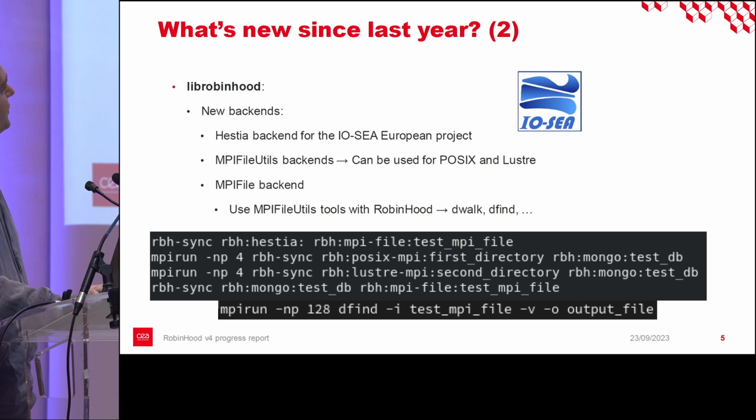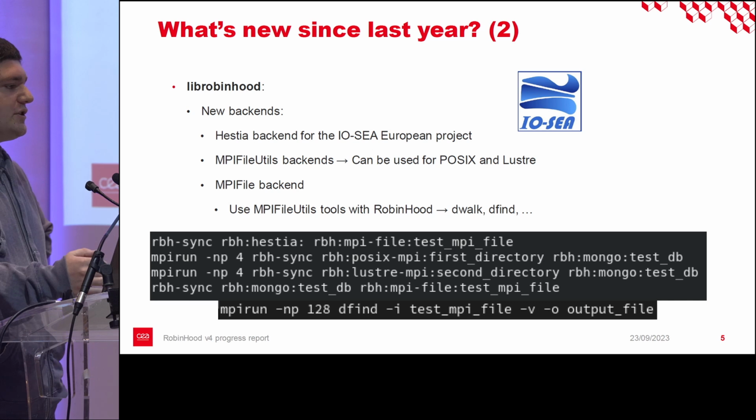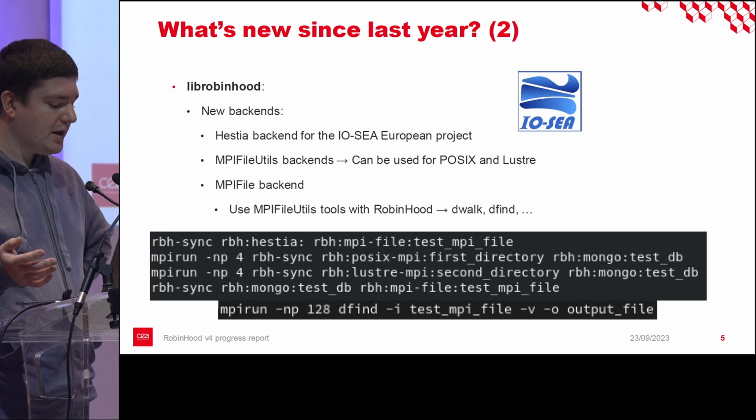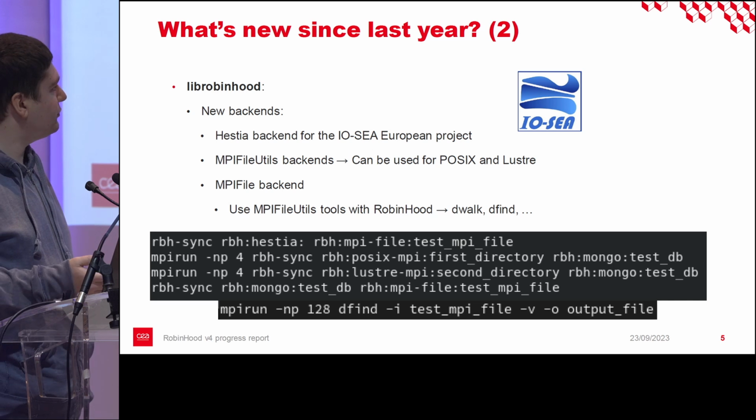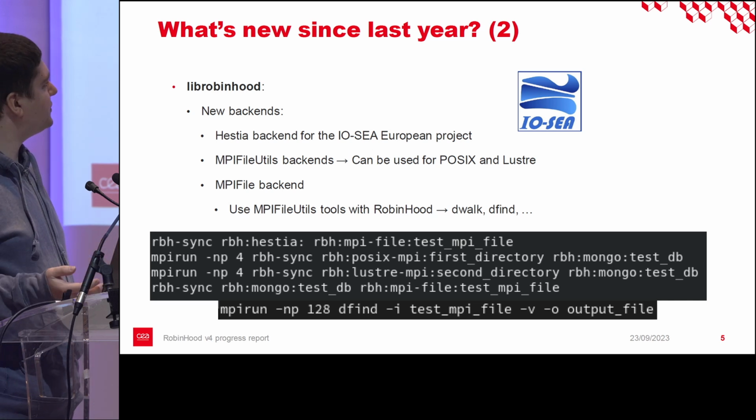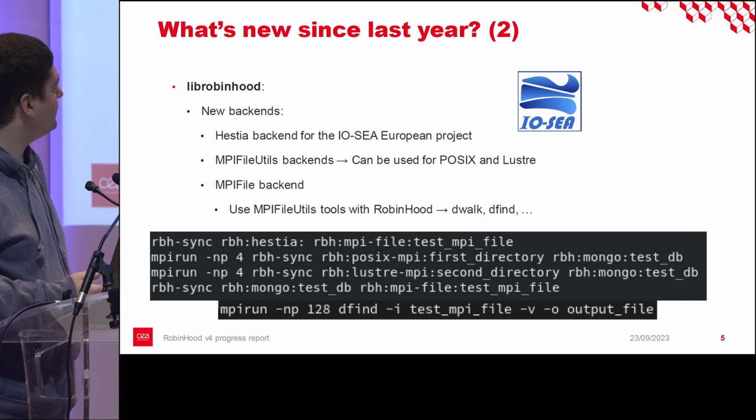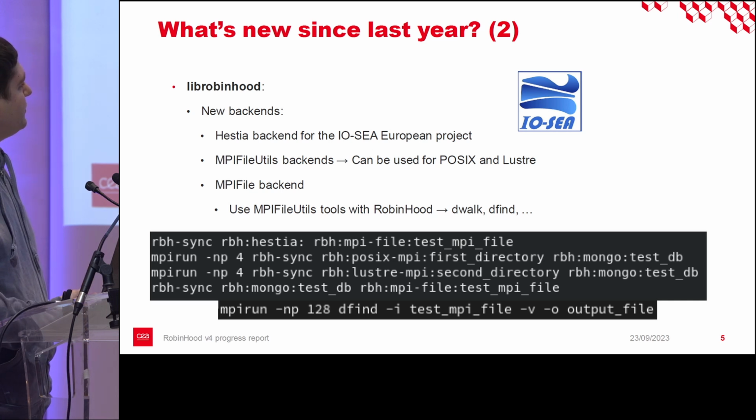Also, and the main point for the updates on RobinHood, we have a lot of new backends. So first, the STR backend is completed. It was part of the IO-SEA European project, and it's an object store that is used in the project. And mainly, we have the MPI file utils backends. This can be used on top of POSIX and Lustre, and simply aims to improve the performance of RobinHood by using multiple clients on multiple nodes. And finally, we have the MPI file backends, the goal of which is to use MPI file utils tools with RobinHood, like dwalk and dfind.